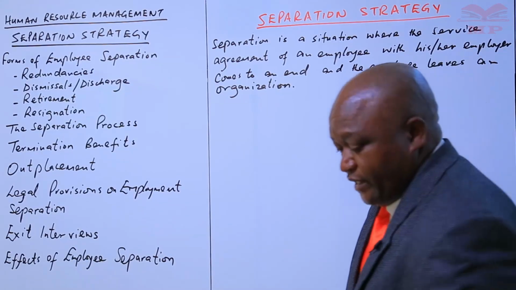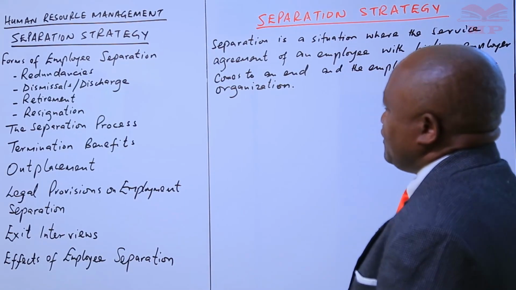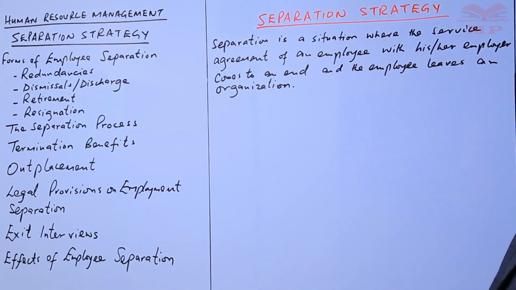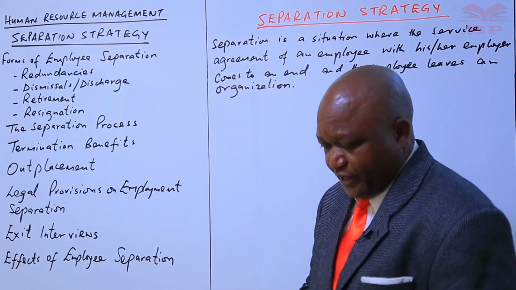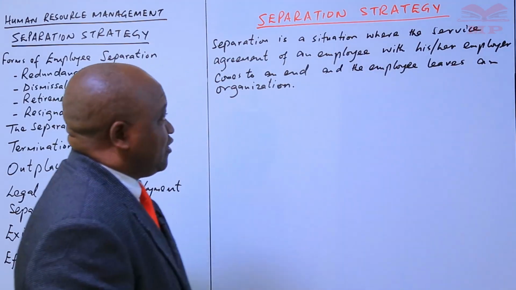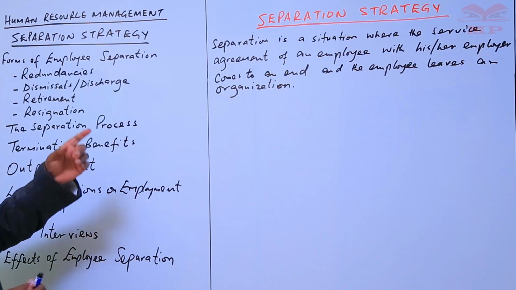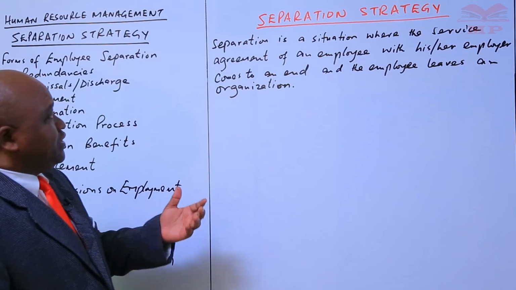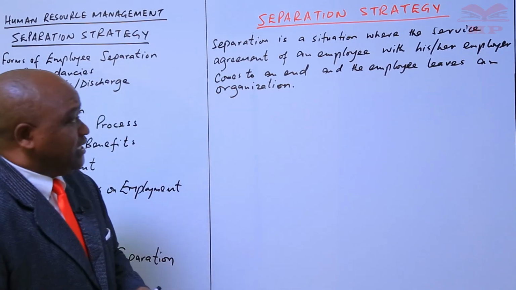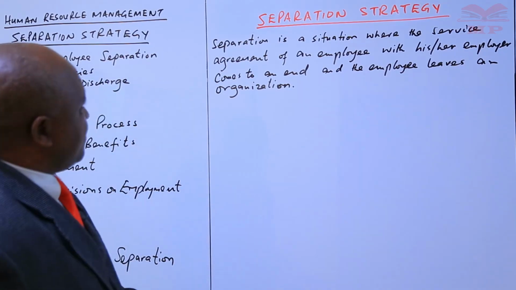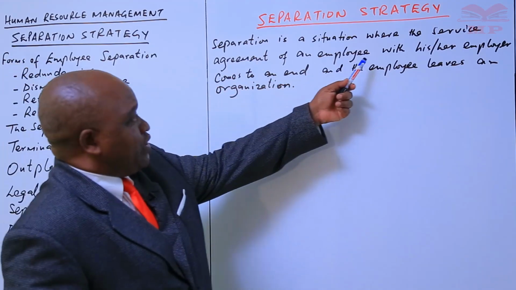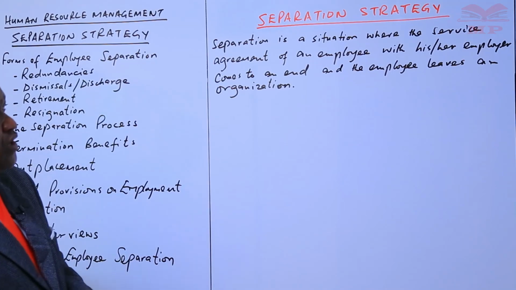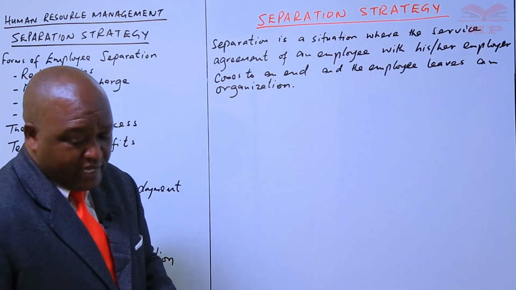So in our lesson today, we are going to start with looking at what is meant by separation strategy, and then we move on to look at the forms of employee separation. So in the context of human resource management, dear learner, separation strategy is contextualized within the separation of employees in an organization. And separation is a situation where the service agreement of an employee with his or her employer comes to an end.